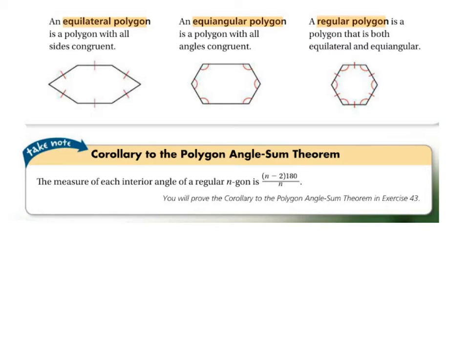Got it? Now, the corollary to the polygon angle sum theorem is this. If you know that some n-gon can have the total number of degrees be n minus 2 times 180, and you know that because it's regular, those degrees are split up equally among the number of angles, which happens to be the same as the number of sides, you can then find what each interior angle should measure by taking the total number of degrees and dividing it equally into that many angles. And we'll apply that in just a moment.